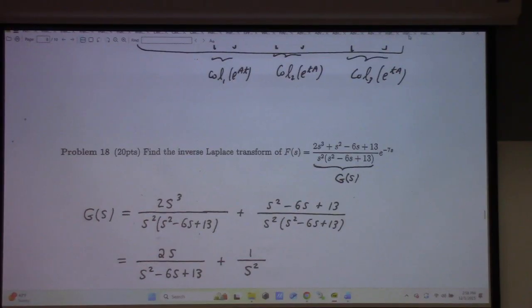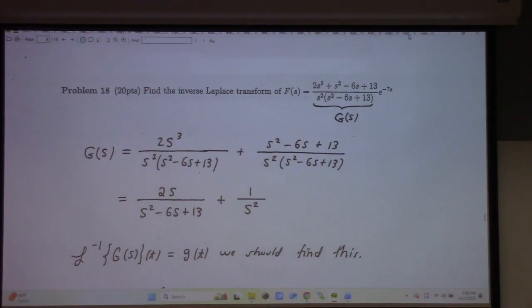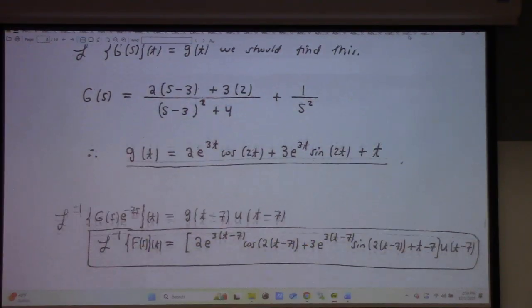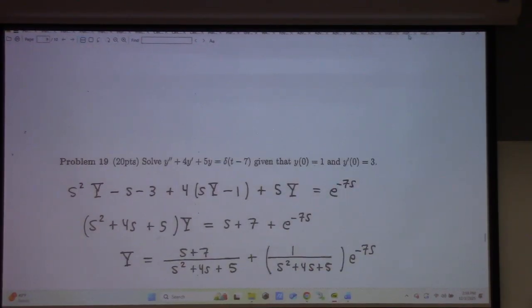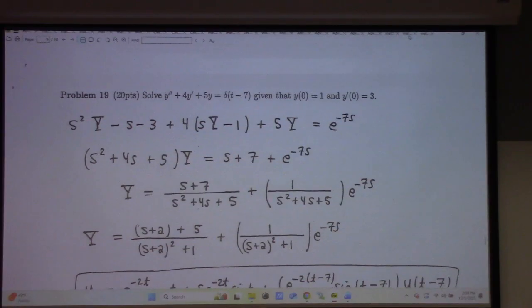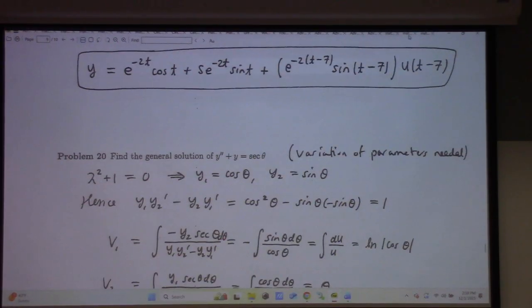Inverse Laplace transform. So you've got to do the partial fractions on this thing. Yep. And then inverse transform. Let's see here. And then what's next? Laplace transform the differential equation. Solve for big Y. Again, you've got to do the inverse Laplace transform.